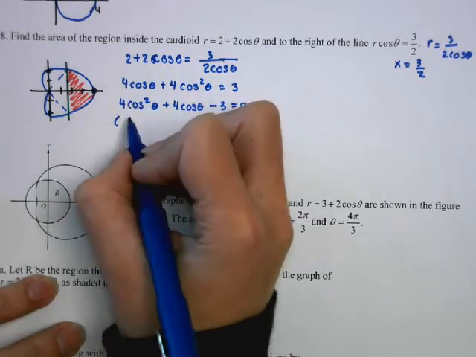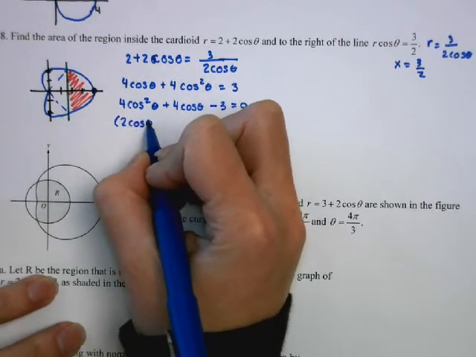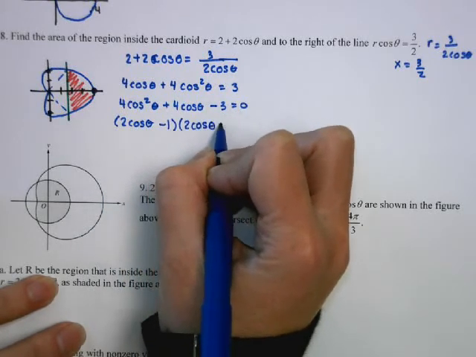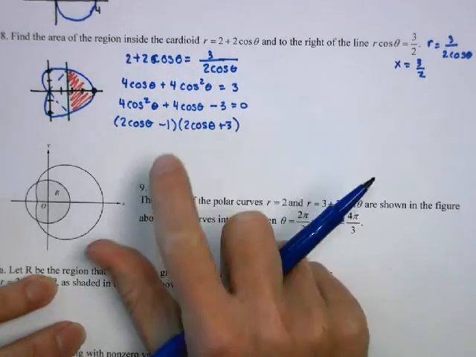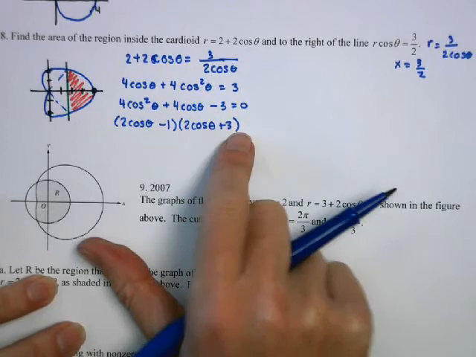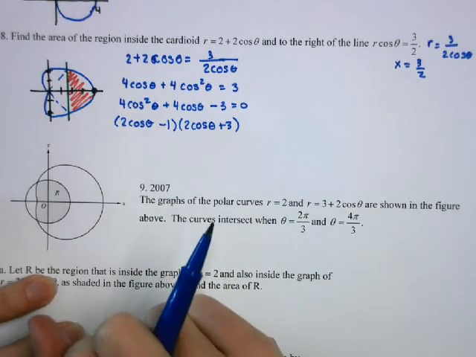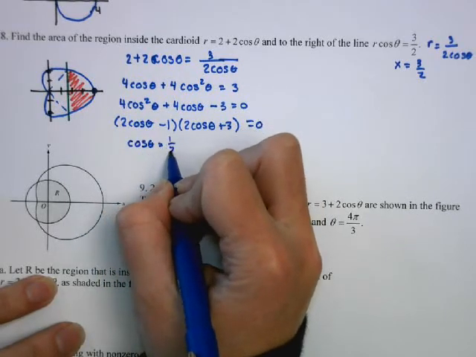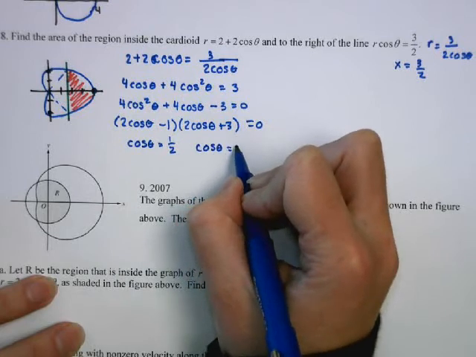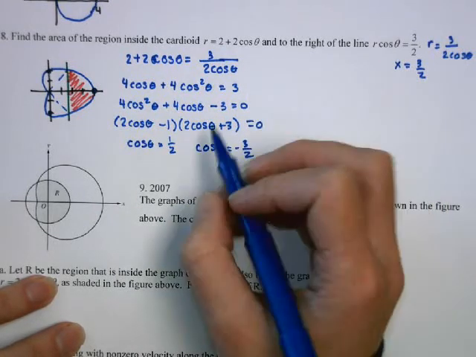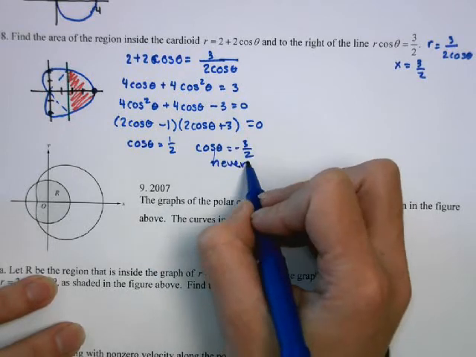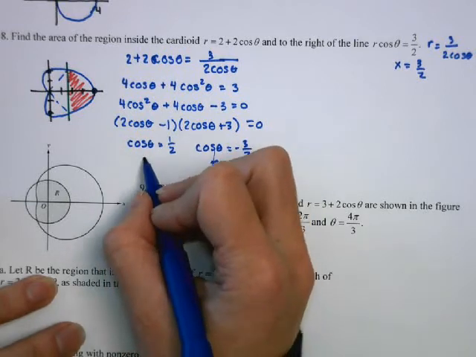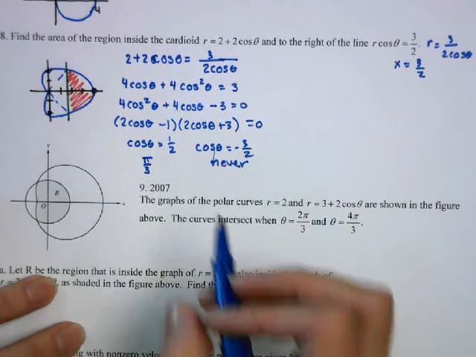Factoring never goes away. 2 cosine theta minus 1, and 2 cosine theta plus 3, because we're looking for the two numbers that multiply to get a -3, and you can use trial and error. So either cosine theta equals 1/2, or cosine theta equals -3 over 2, which is never going to happen. Cosine equaling 1/2 is going to be pi over 3 and negative pi over 3.